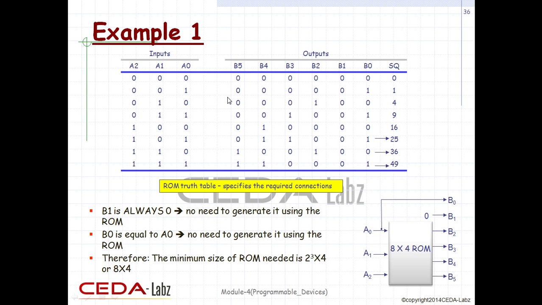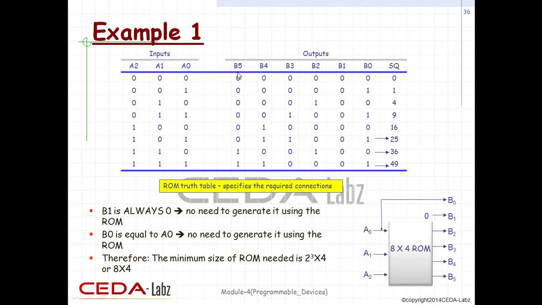Now, during designing, it is seen that column B1 does not contain any 1. B1 column is always 0. So, there is no need to generate this column. It is also seen that B0 column is equal to A0 column. So, there will be no need to generate column B0 also. So, in the design, columns B2, B3, B4 and B5 will be generated.